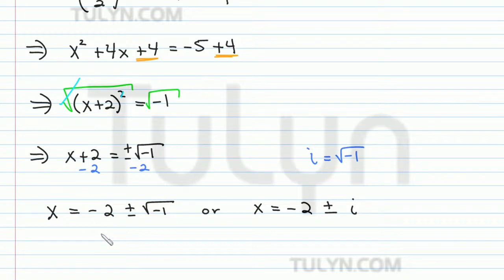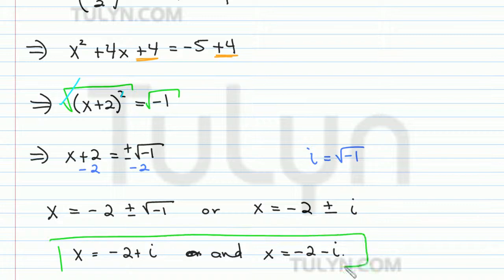So the solutions are x is minus 2 plus i, and x is equal to minus 2 minus i. And so that's our final result.